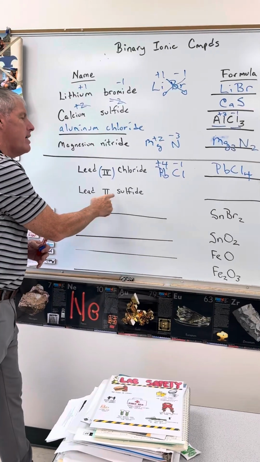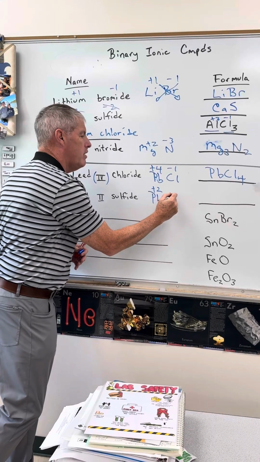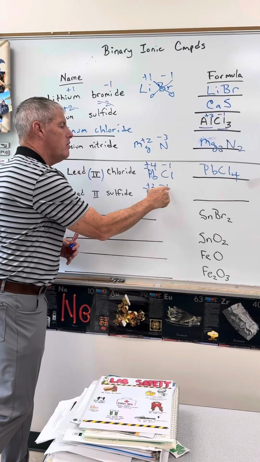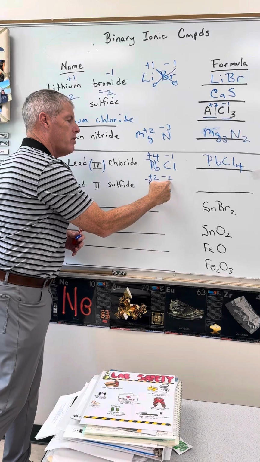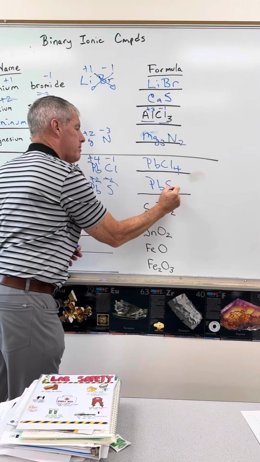The second one is lead(II) sulfide. So the lead has a charge of 2 this time. Sulfide has a charge of -2. So this, once again, is one of those where they cancel out and simplify to 1 and 1. So that would be simply PbS.